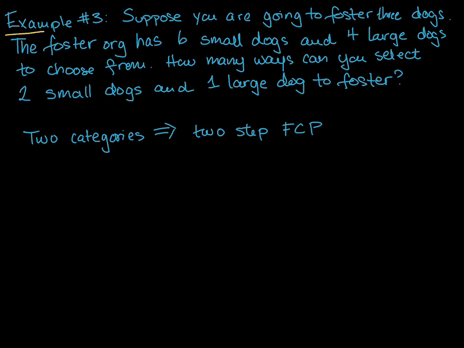But then, so the first part is setting up the 2 steps and using the fundamental counting principle. And then when we choose the small dogs, well, it doesn't matter what order we choose them in, because you're just going to have both of them. They're both going to be getting fur all over your house and clothes, and it doesn't matter what order you pick them in. So here we're going to set up combinations to choose a certain amount from each category.